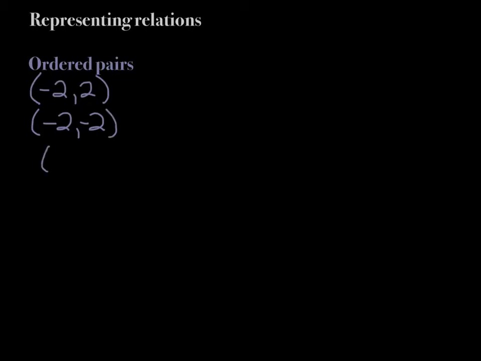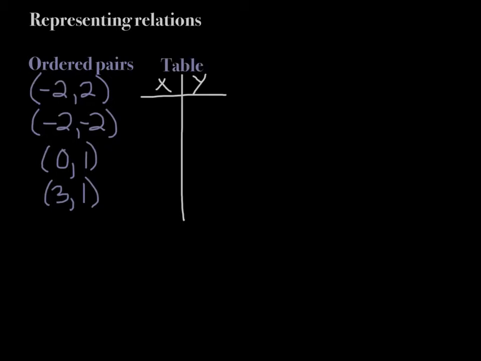All right, there are several different ways we can represent relations. One of those is a set of ordered pairs. So an example might be (-2, 2), (-2, -2), (0, 1), and (3, 1). So that's a big set of ordered pairs. We could also represent a relation with a table. If we made a table with the same ordered pairs, all the x's would be -2, and that corresponds to a y of 2, -2 and -2, 0 and 1, 3 and 1.